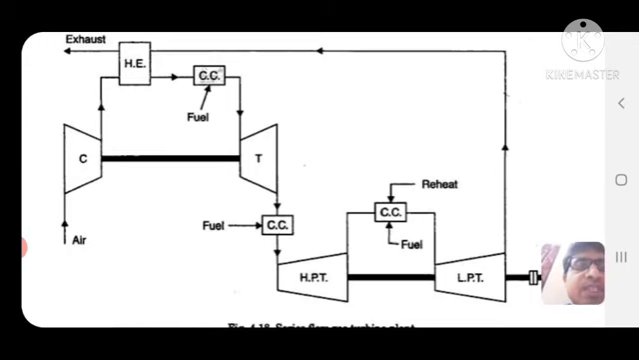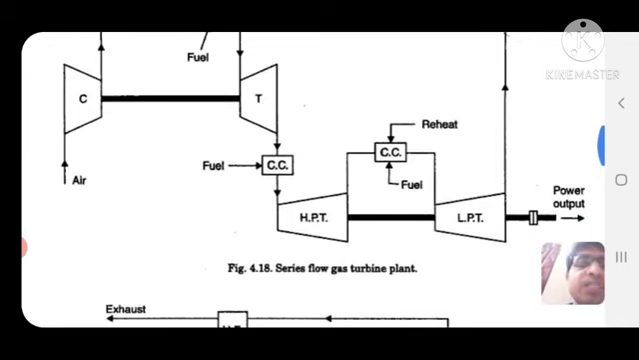One is the turbine reheat cycle. So series of turbines, series flow gas turbine plant, HPT, LPT. Okay, so series flow gas turbine plant. HPT, HPC and LPC, LPT, power output. Low pressure compressor and high pressure compressor. Parallel flow gas turbine power plant.